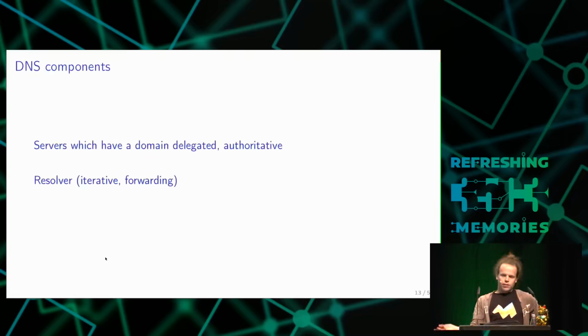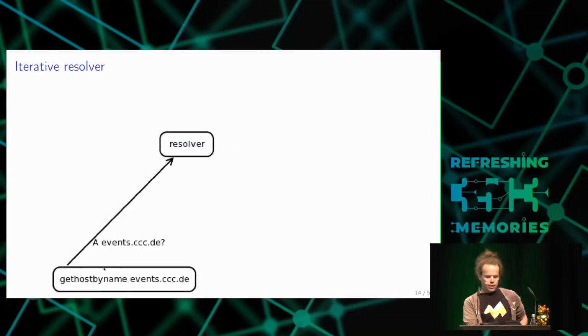On the other side, we have a resolver, and there are two kinds of resolvers: an iterative one and a forwarding one. I will go into detail on an iterative resolver. My Unix system, my laptop for example, uses the getHostByName API to ask for the record for events.ccc.de, and that sends a query to the locally configured resolver, which asks for the resource record type A for the domain name events.ccc.de.